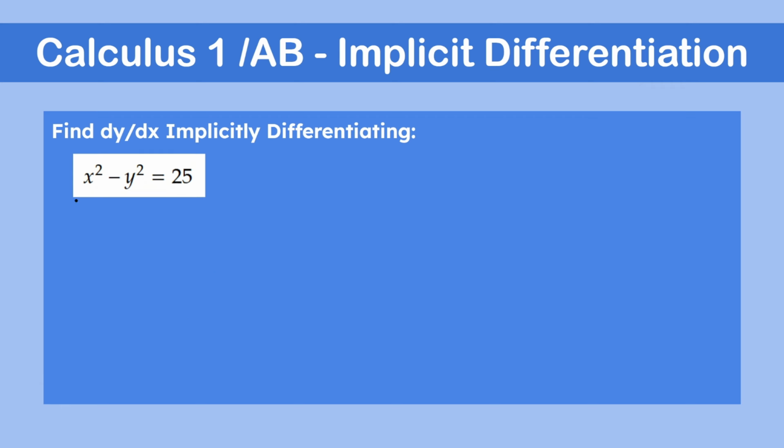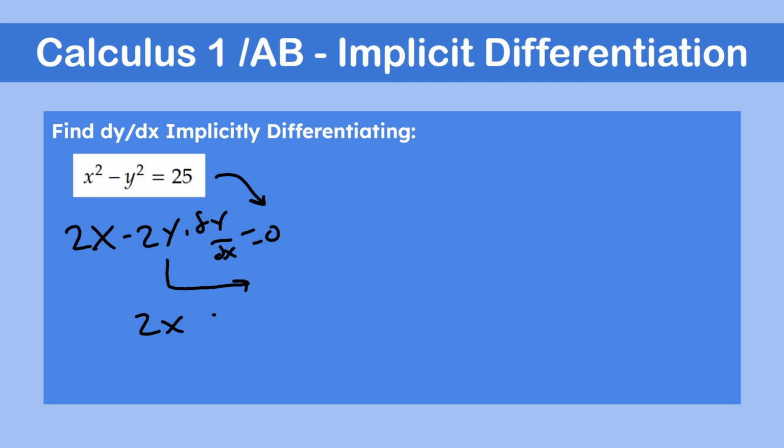Okay, so now we're going to do the same thing, but it's negative. So it's just 2x minus 2y multiplied by dy/dx is equal to 0. The derivative of the constant is 0. I'm going to move this term over here, so you have 2x is equal to 2y dy/dx. So I'm going to divide by 2y on both sides. This cancels out. This cancels out.